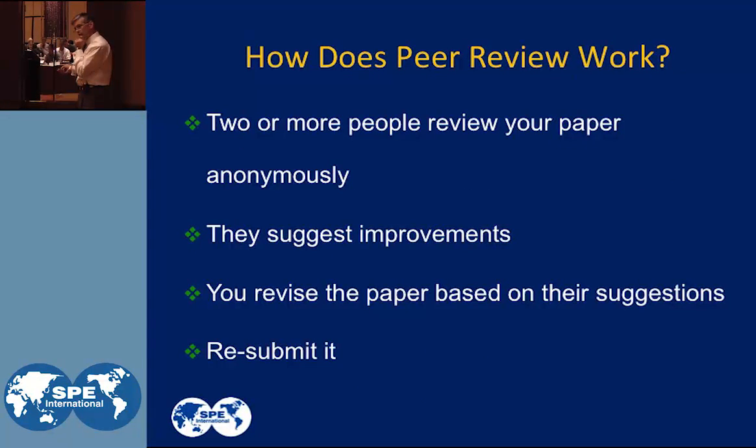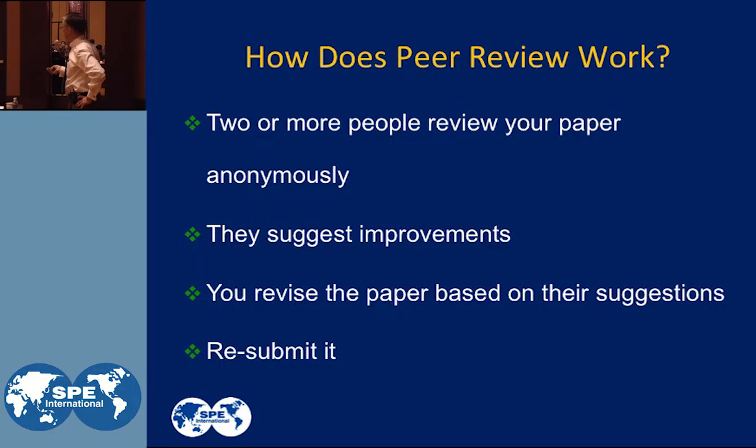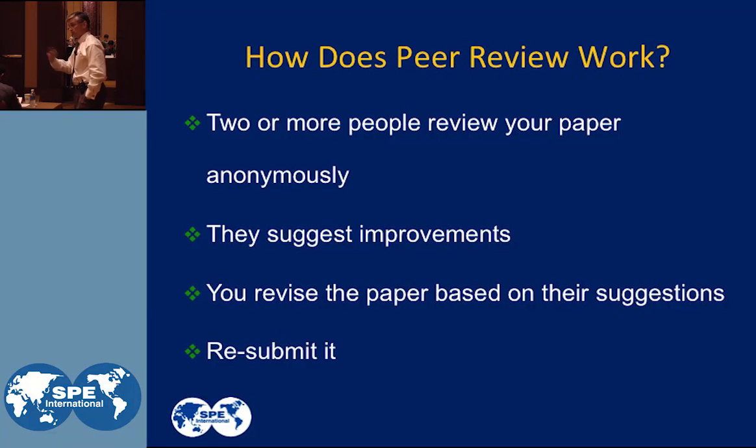So how does peer review work? Two or more people review your paper. These probably are technical editors or associate editors. They review your paper anonymously. They suggest improvements to you. You revise the paper based on their suggestions, okay? And then you resubmit it, okay? And they only judge whether you have revised it based on their requests. They don't go and look for other things to revise it on. It doesn't go circular, just on those first requests, okay?